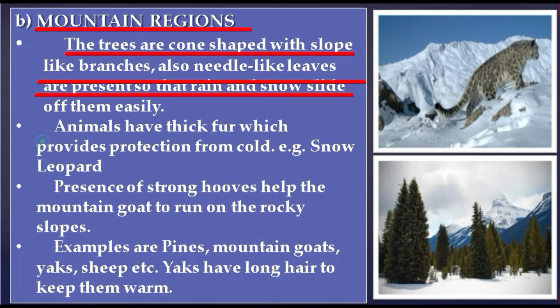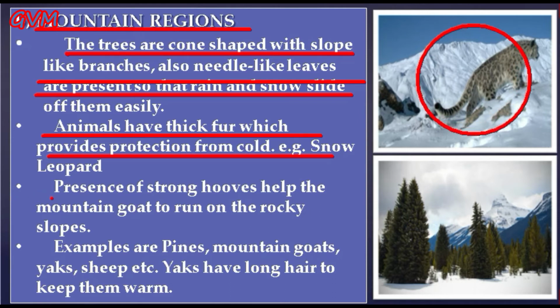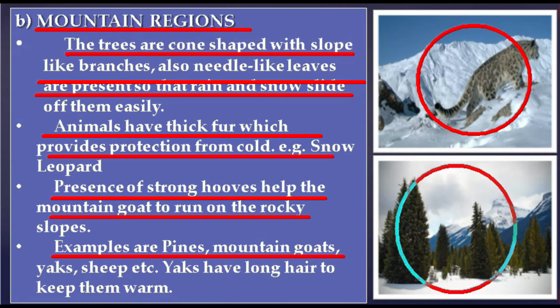Now students, secondly, the animals that are generally found here in these mountain regions have thick fur on their body that provides them protection from cold. For example, the snow leopard. Next, the goats that are generally found here in these mountain regions have strong hooves. And students, these strong hooves help these mountain goats to run on the rocky slopes. And students, generally the organisms that are found here are pines, mountain goats, yaks, sheep, etc.